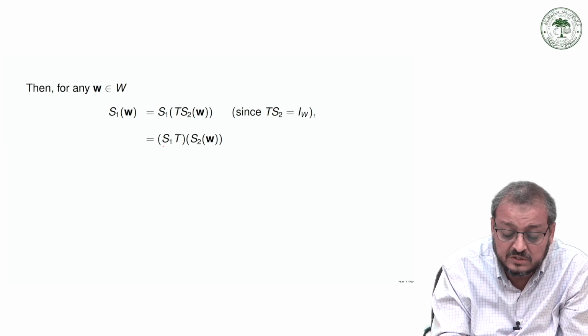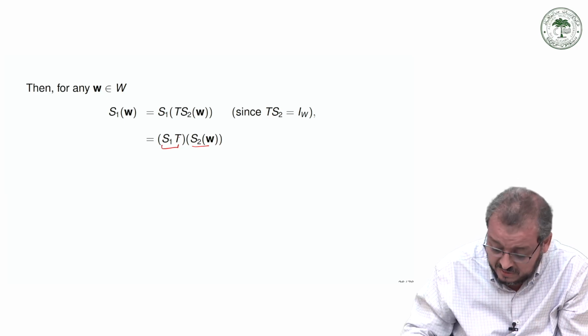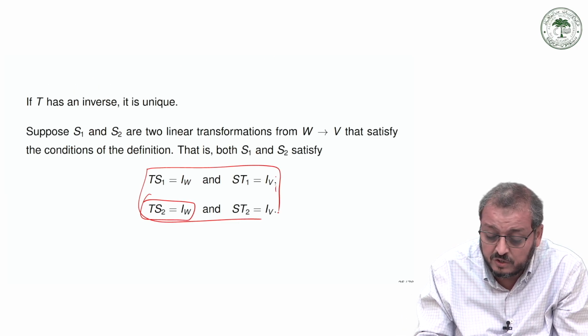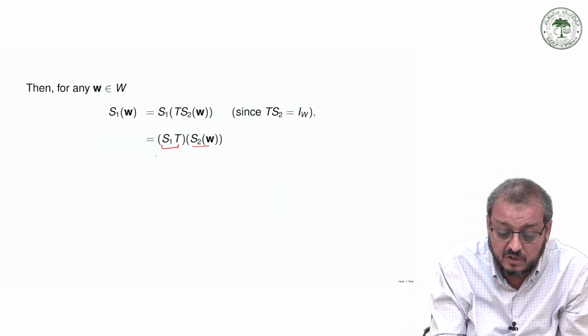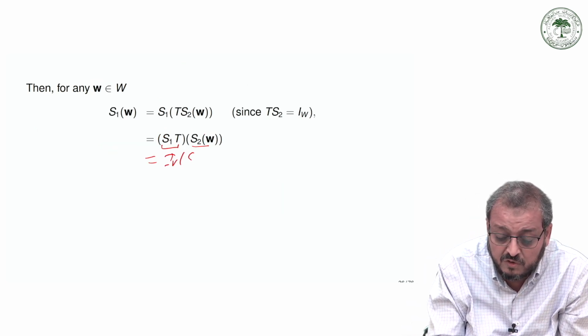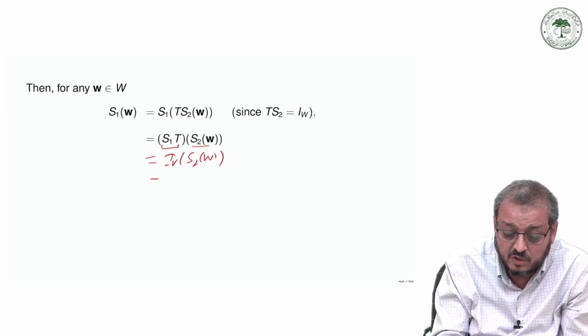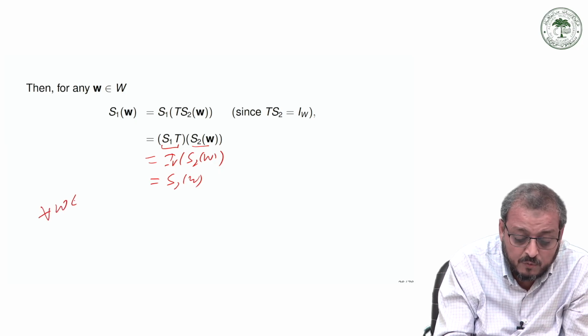Now by using this we have S1 T, S2 W. Now we just check here: we have S of T1 or T2 R is equal to identity of V. So this is nothing but I of V, we have S2 of W, and this is nothing but S2 of W, and this is true for all W belonging to W.